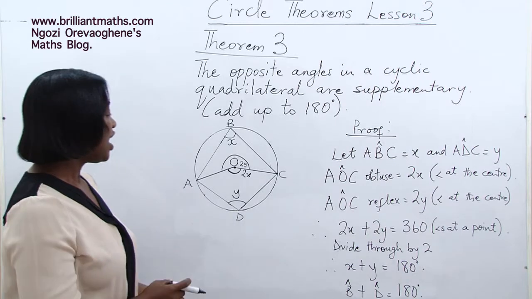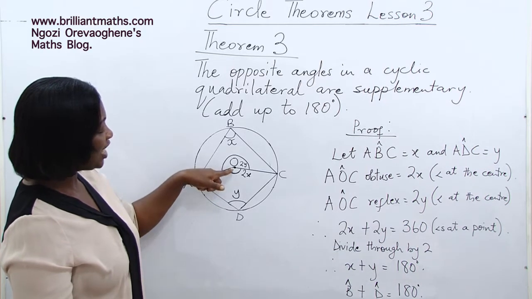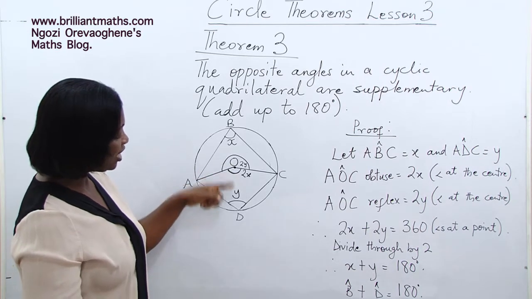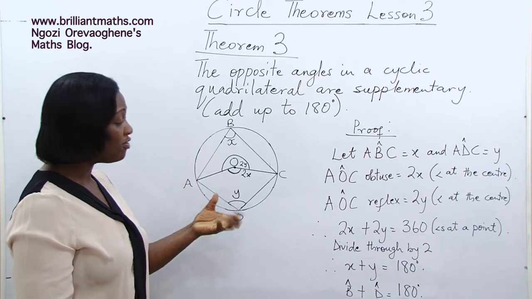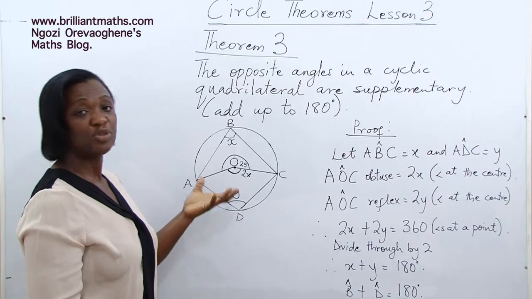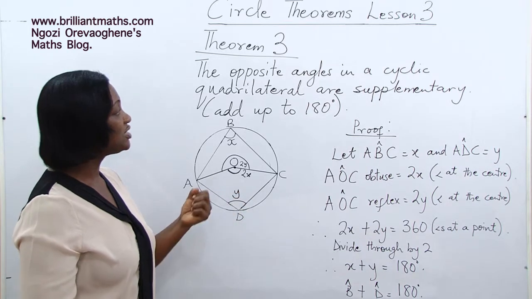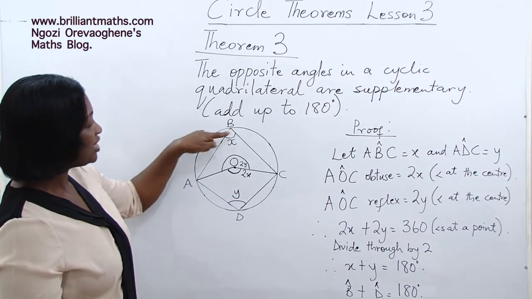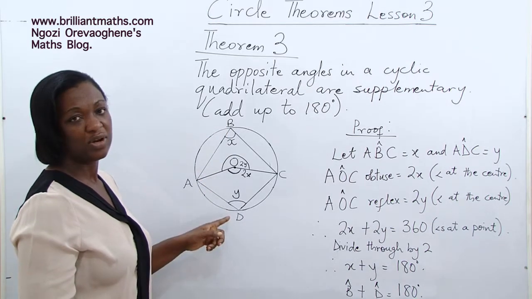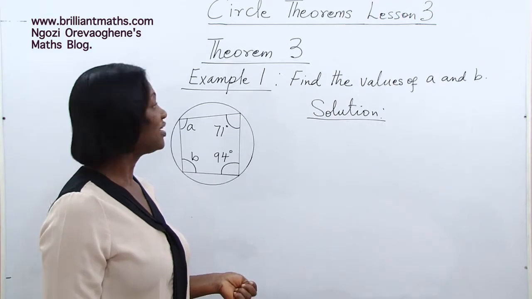In the same way, if we locate the center and we draw a radius from the center to point B, and we draw another radius from the center to point D, we'll be able to prove that the angle at C and the angle at A add up to 180 degrees. That means they are supplementary. So that proves the theorem that says that the opposite angles in a cyclic quadrilateral are supplementary, or they add up to 180 degrees.